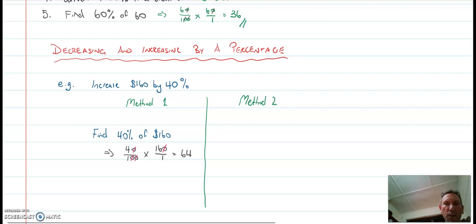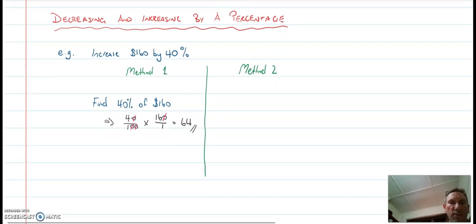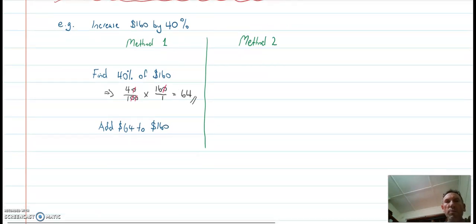Okay, I'm finding 40% of 160. I found 64. That doesn't answer my question. My question says increase 160 by 40%. So if I left this as my answer, I've gone backwards. I started at 160. I'm at 64. This is my increase amount. So what I do now is I add this, in this case $64, to my 160 that I started with, and that will be my result.